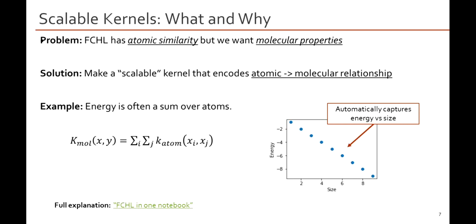So if I find this so-called scalable kernel, where I define my comparison between two different molecules, x and y, as a sum over the comparisons between their atoms, this possesses that similar property where my energy tends to scale linearly with my atomic size, and that is captured right in my kernel. And in that way, I not only create my ability to define similarities between molecules, which I can use with techniques like kernel ridge regression that we mentioned earlier, but it does so in a way that captures my understanding of the physics of the problem.